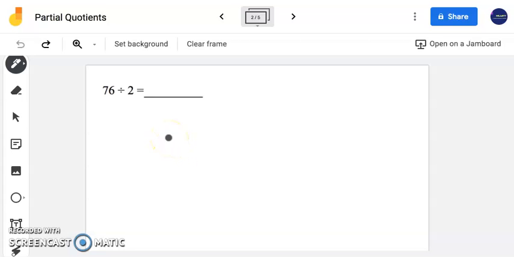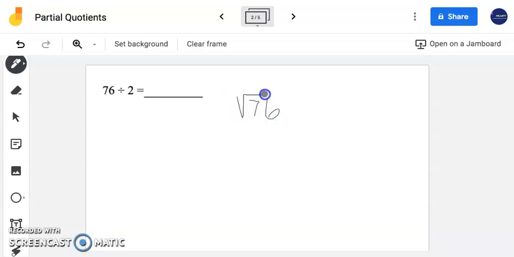So yes, you could draw out 76 cookies and circle groups of 2 and count how many groups of 2 you can make. However, we might be here for a while if you were to do that. So instead, we're going to use partial quotients to determine my answer. So the first thing I'm going to do is 76 divided by 2.